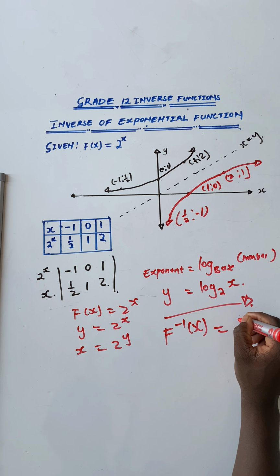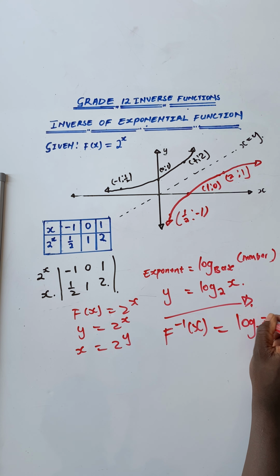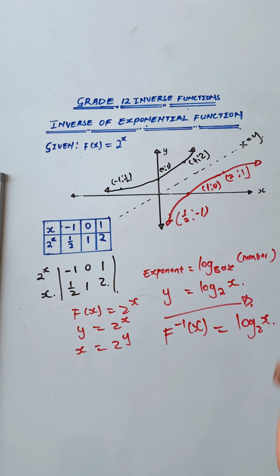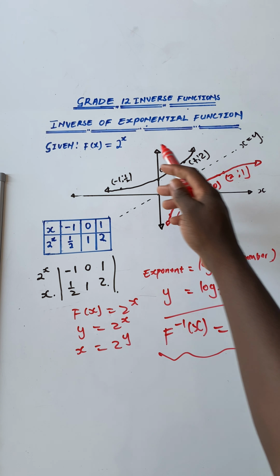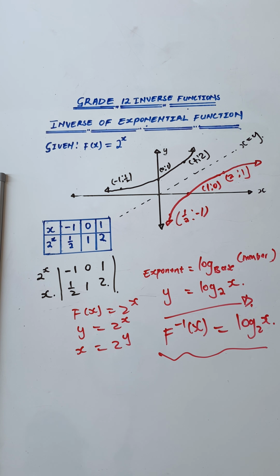The inverse will be equal to log base 2 of x. So you see now that an exponential function will produce a log function, meaning the inverse of a log function will also be the exponential function. So that's how we play around with these two graphs.